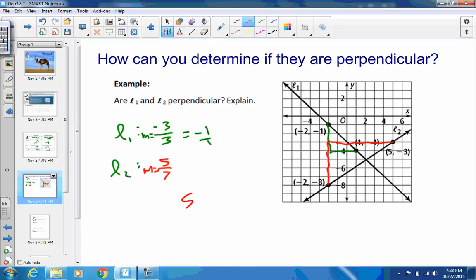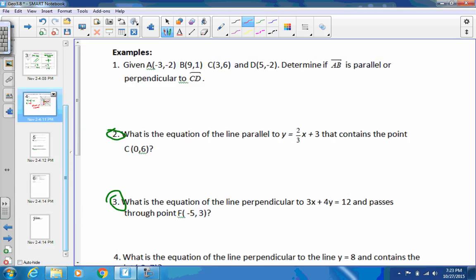So slopes are not, well, they are opposites, but they're not reciprocal. In this case, since they're not reciprocal slopes, they are not perpendicular, they will not form 90-degree angles. So there's an example using a graph.